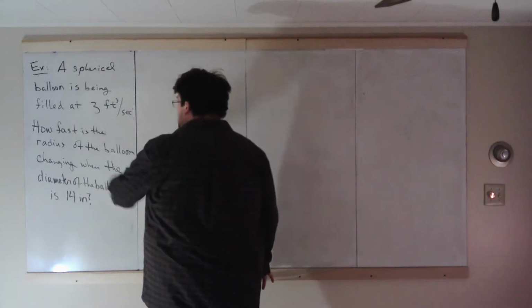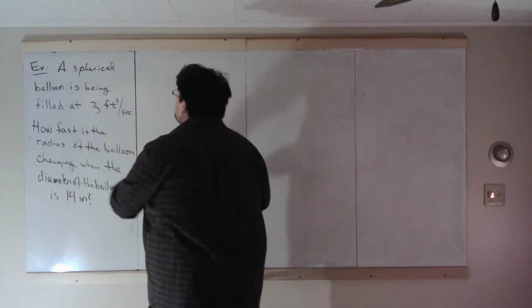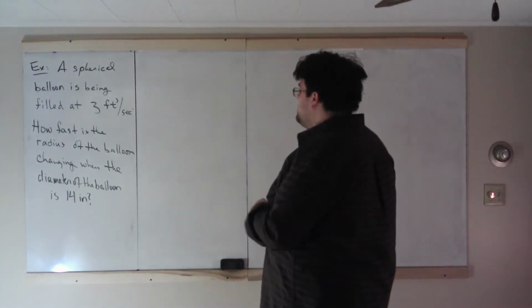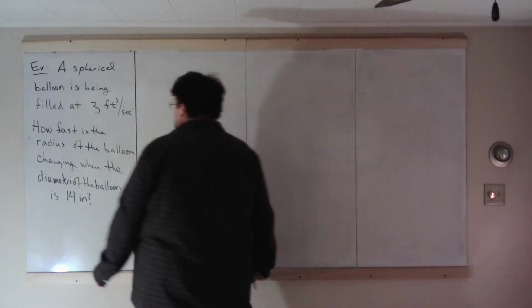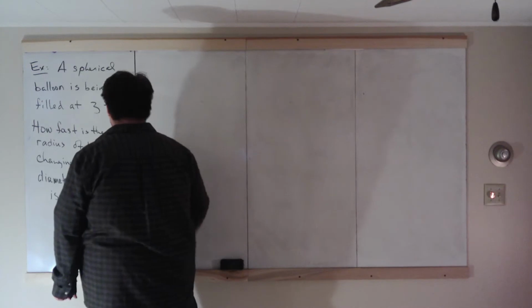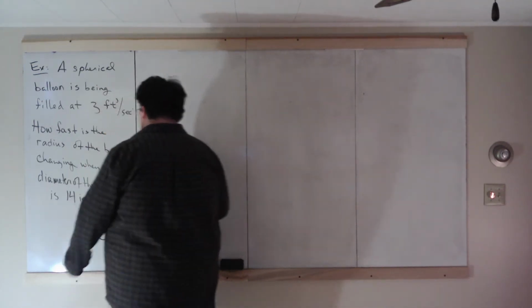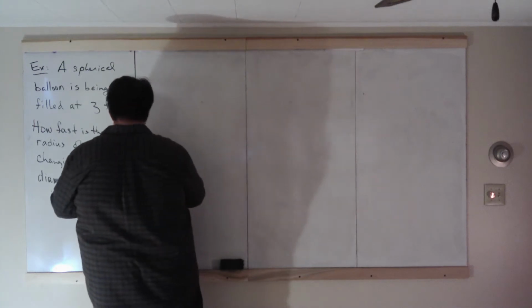So we have the situation that's changing. What happens at an instant? Well, what do we have? A spherical balloon. Well, we're being asked about what? How fast is the radius of the balloon? So, I mean, you could draw a picture. It's a sphere, if you want. But I'm going to go straight to translating the question.